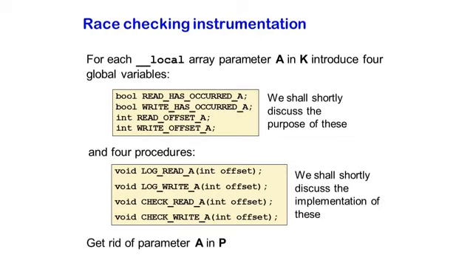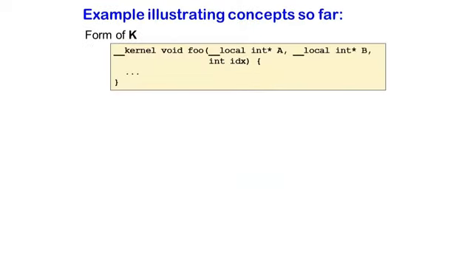And then we actually get rid of the parameter A in P, because what I'm going to show you here is how we can completely abstract the shared state. So this array A is actually removed totally. So to illustrate what I've shown you so far, suppose we've got this form of a kernel. Kernel void foo. It has a local int pointer parameter A, so this is an array, a local int pointer parameter B, another array, and an int idx.